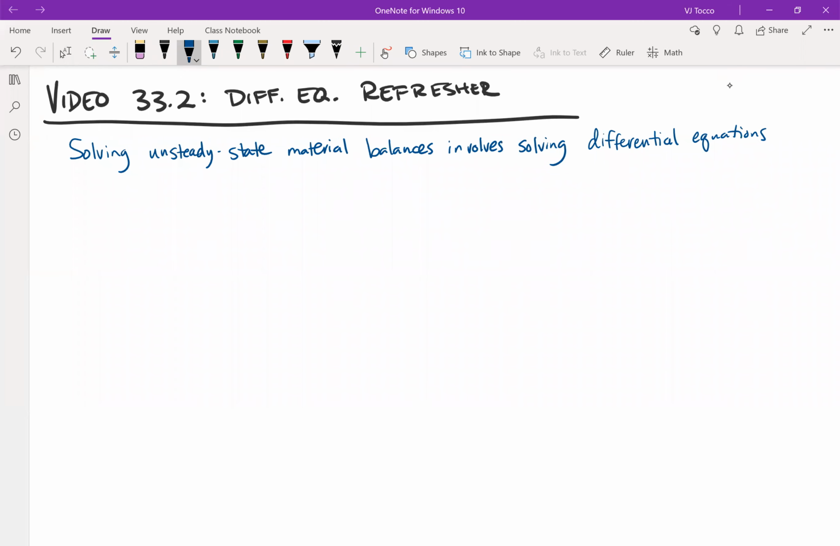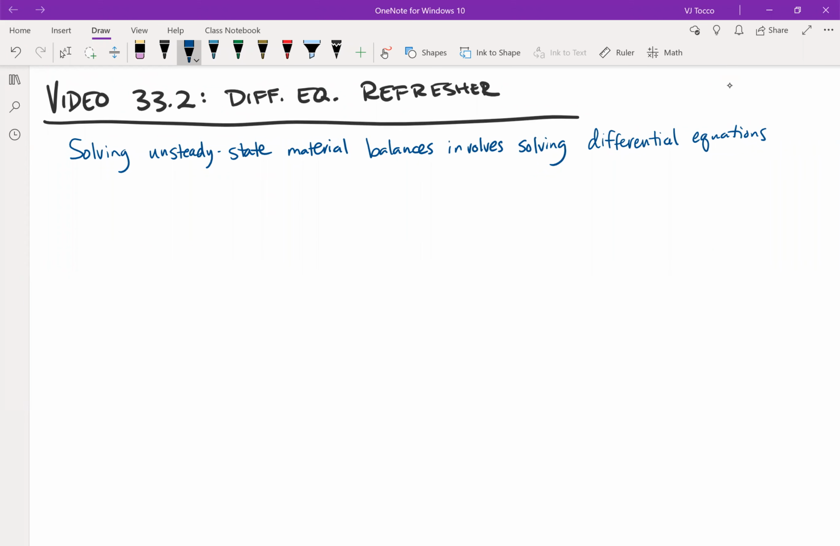Solving an unsteady state material balance problem will all the time involve solving differential equations. For those of you who took differential equations a couple of semesters ago, or maybe just had a bad experience with differential equations, I planned this video as a quick refresher on how to solve the types of differential equations that we'll be solving in this class. If you're in differential equations this semester, or you just happen to be a whiz at differential equations, this should hopefully be a very trivial review for you.